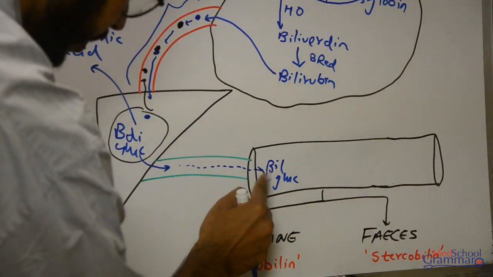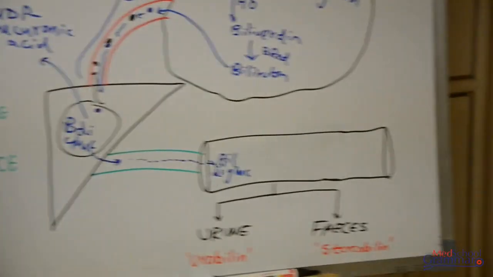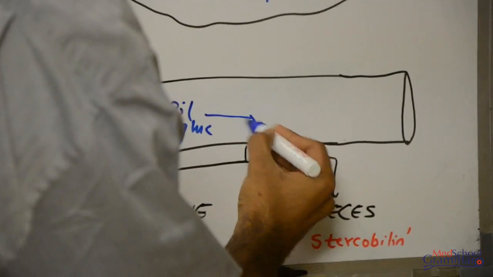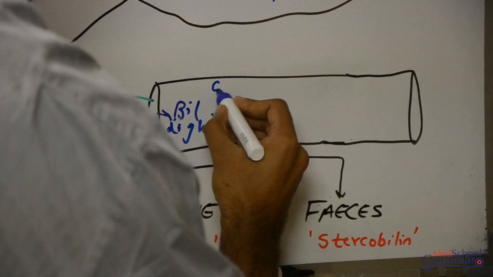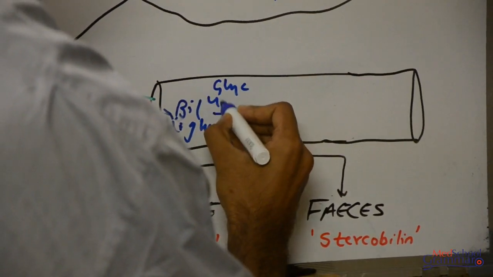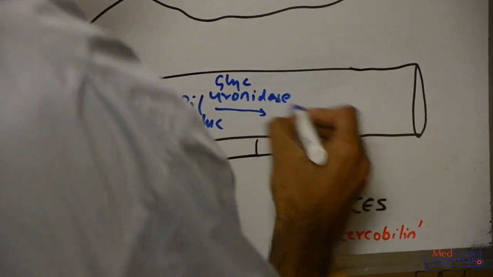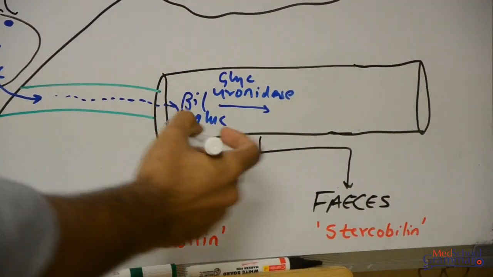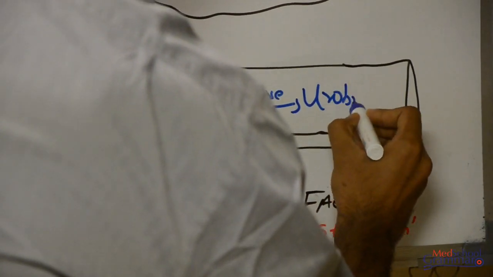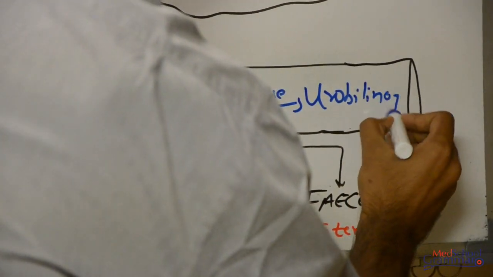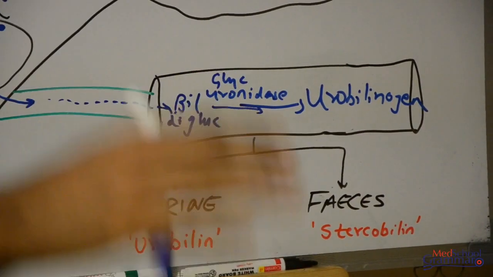Bilirubin diglucuronide, write it properly, it is bilirubin diglucuronide. Now there is an enzyme called glucuronidase. Glucuronidase will convert the conjugated bilirubin into urobilinogen. Urobilinogen is a colorless compound.